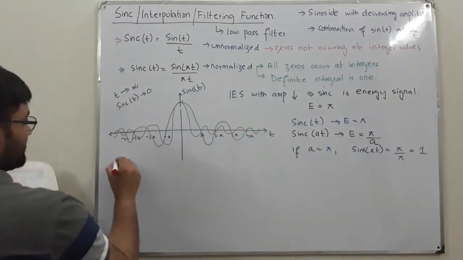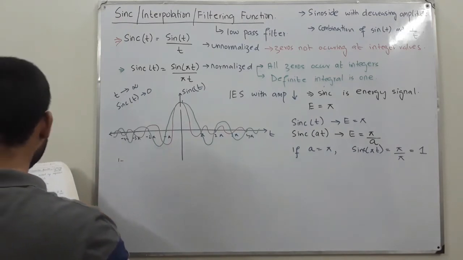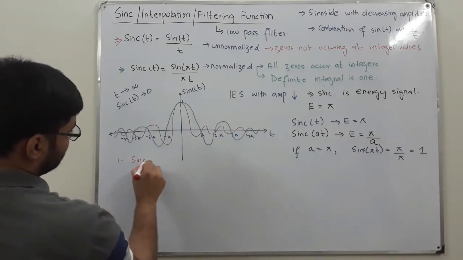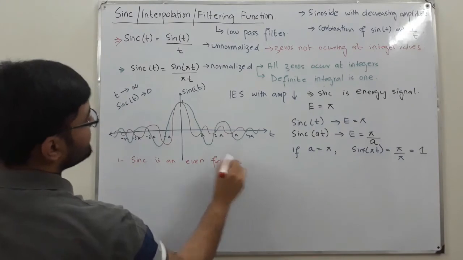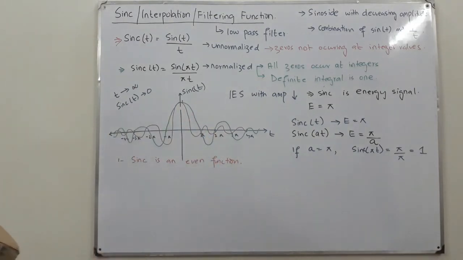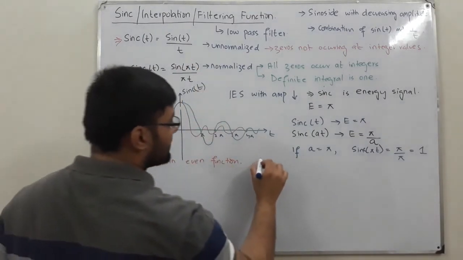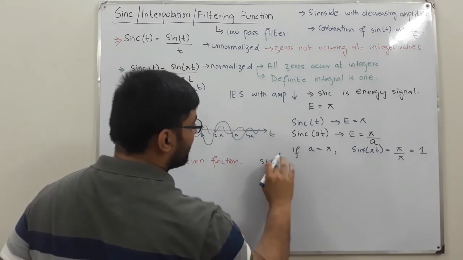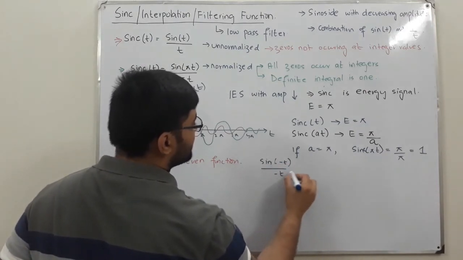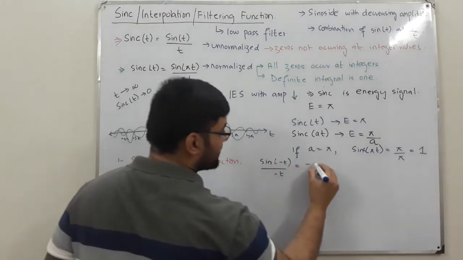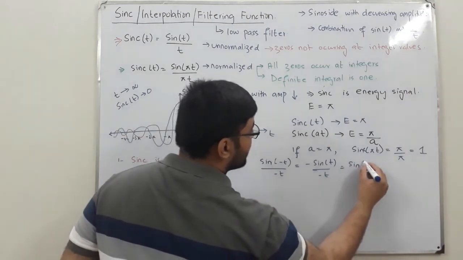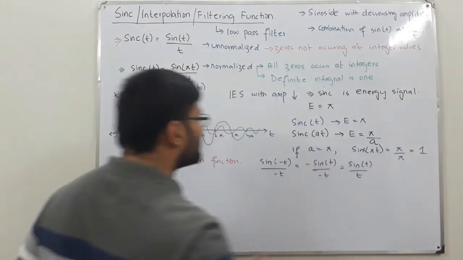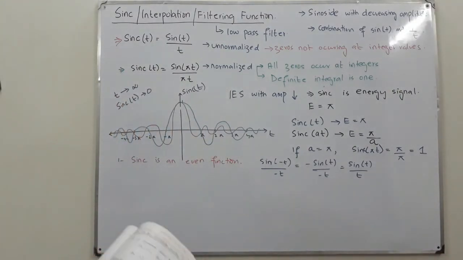Let me write first. The first point that I want to write is that sinc is an even function. You can see this from the graph. It is symmetrical with respect to the y-axis. Or if you want to prove it, you can say sine of minus t upon minus t. Sine is an odd function, so the minus would come outside. That is, you have minus sine of t upon minus t, the minus signs cancel out, and you again have sine of t upon t. So sinc is an even function.